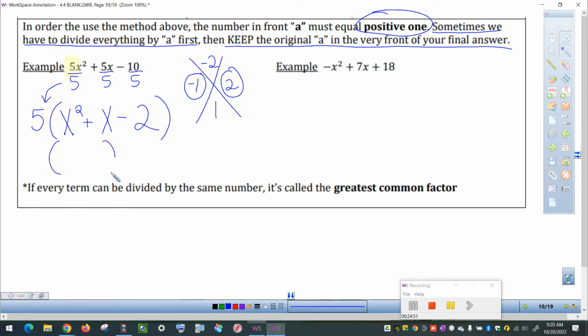So now we're going to get our two parentheses side by side. We've got x minus 1, we've got x plus 2. Notice how we keep the 5 in the front. So that right there is our final answer.